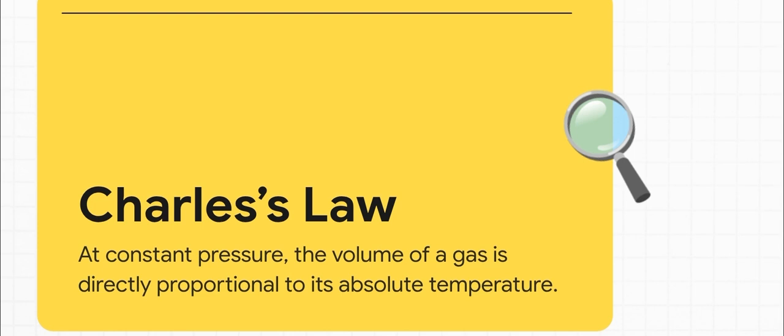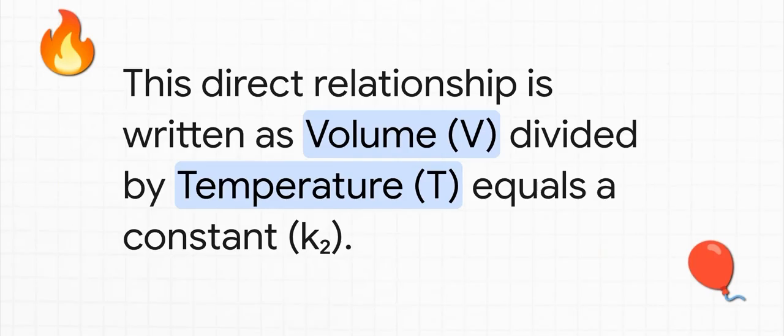When you heat a gas, its little molecules get a ton of energy, they start zipping around like crazy, and they push outwards, making the whole thing expand. It's exactly why a hot air balloon rises. You heat the air, it expands, and up it goes. So how does that look as a formula? Simple again. Volume divided by temperature equals another constant. So now we've officially connected volume and temperature in our puzzle.